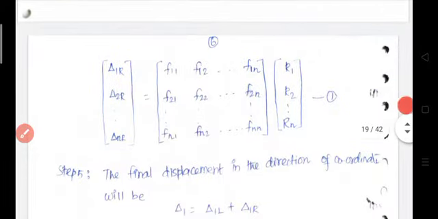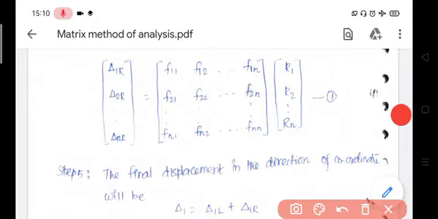Then finally, it can be represented in matrix form, since it is a system of linear equations. So, delta 1r, delta 2r matrix is equal to f11, f12 up to f1n, then second row is f21, f22 up to f2n and so on, which is the flexibility matrix times the redundant reactions r1, r2 up to rn. Take this as equation 1.